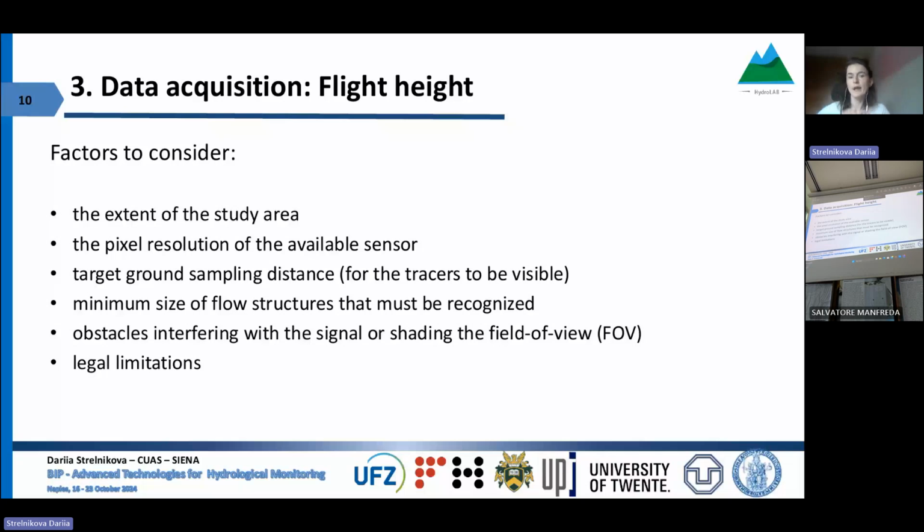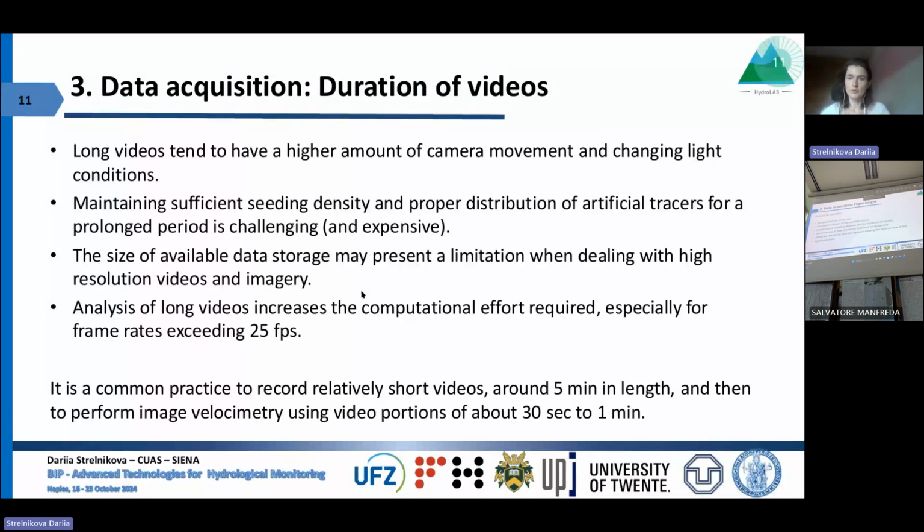to fly lower. And then when this is already solved, we ask ourselves, how long should our videos be? What would be the target duration of our videos? For that, several factors play an important role, because on one hand, it's tempting to capture longer videos, but we can have a higher amount of camera movement in a longer video. And of course, light conditions can also be changing. Even within 5 minutes, this is very often the case.